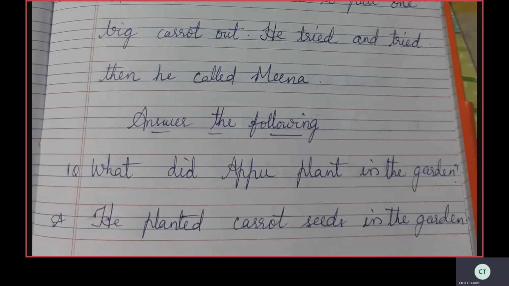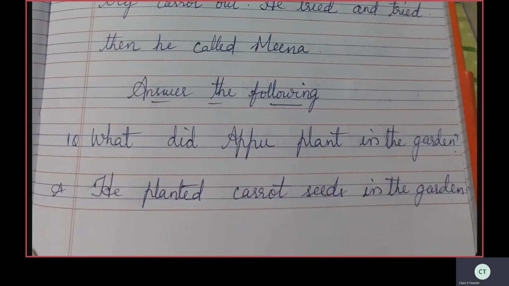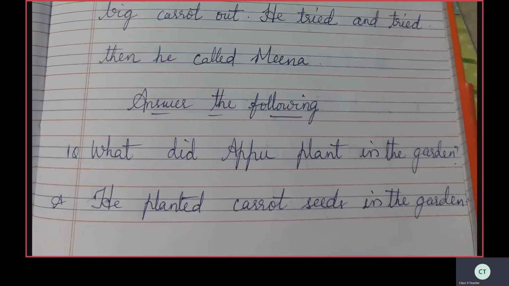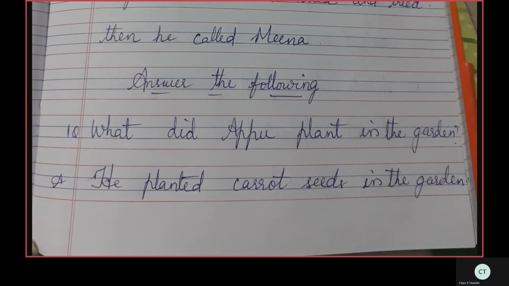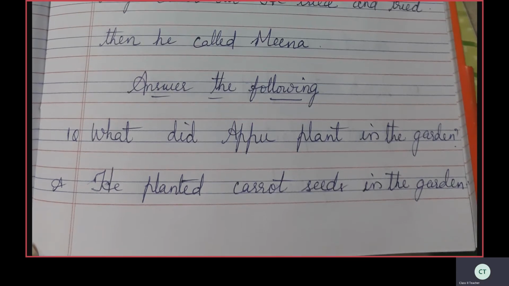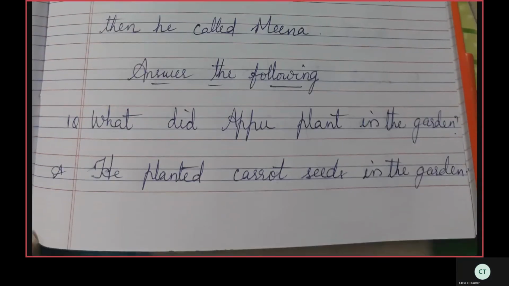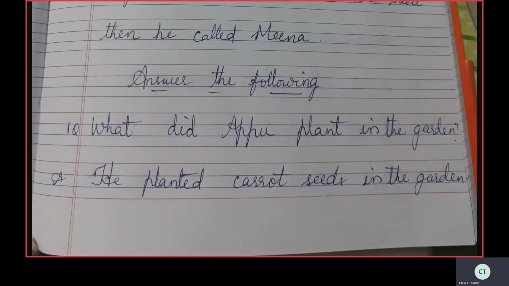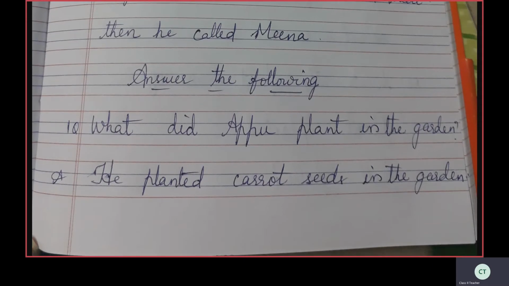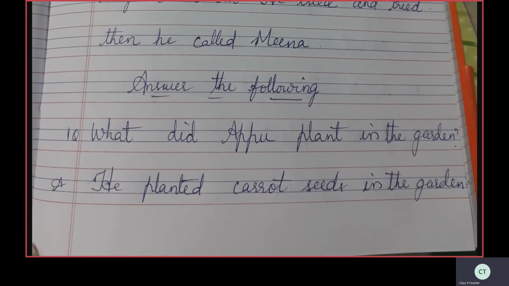Okay, children, see here. First question: What did Appu plant in the garden? He planted carrot seeds in the garden.